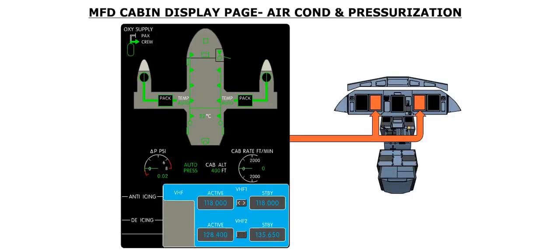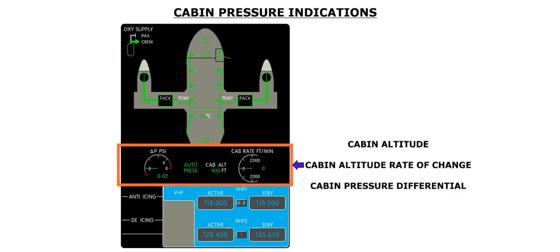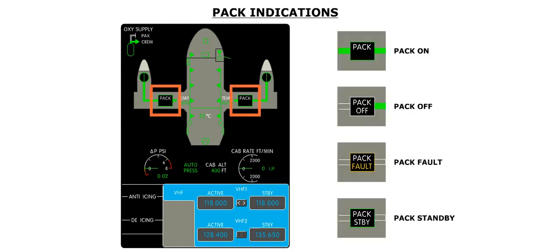The air conditioning and pressurization systems are displayed in graphical format on the MFD cabin page. Cabin altitude rate of change, and cabin pressure differential are displayed on the bottom of the page. The packs are represented by a rectangle with a white pack label inside. The color of the rectangle indicates the status of the pack valve. Green indicates that the associated pack valve is selected on, and white indicates that it is selected off. When off is selected, the label inside the rectangle changes to pack off.